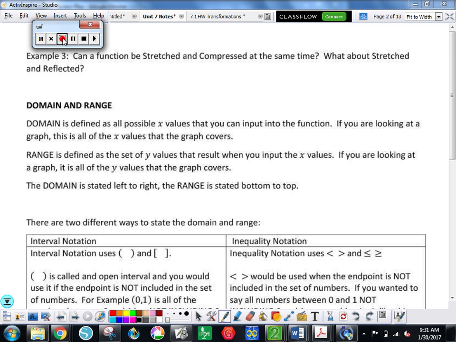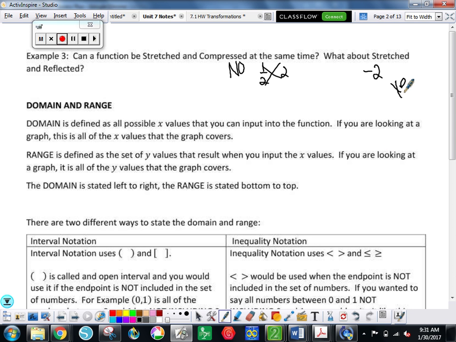Because of what? The square, good. And I know it's an absolute value because of the bar, the straight line. So let's talk really quick. Well, first of all, I think we've answered this question before. Can a function be stretched and compressed at the same time? No. Right? I can't have a 1/2 and 2 at the same time, right? What about stretched and reflected? Can that happen? Can it be stretched and reflected at the same time?